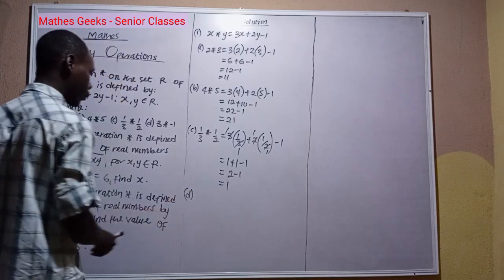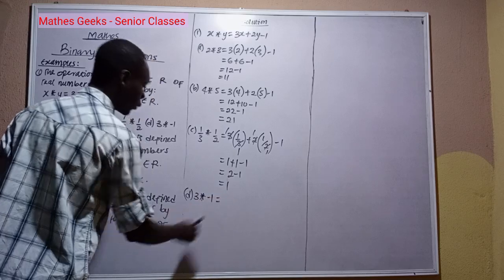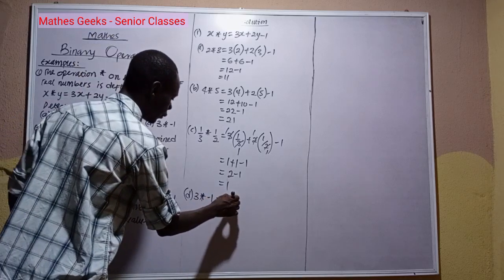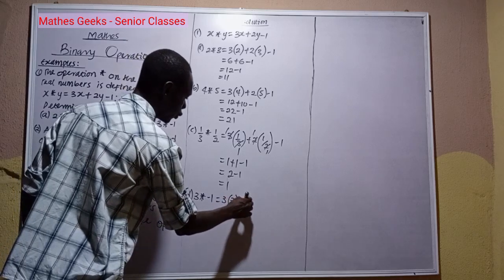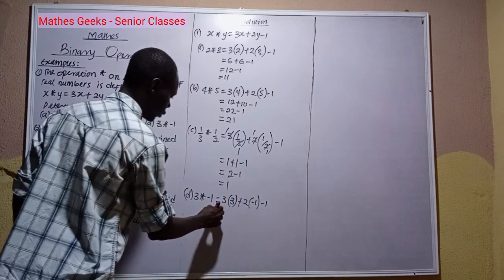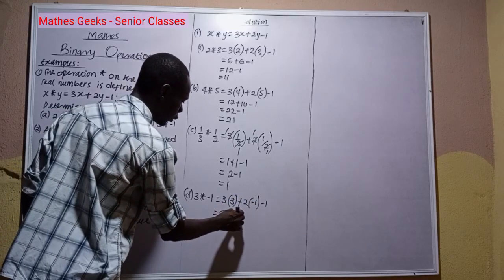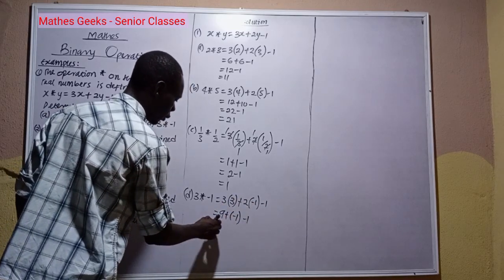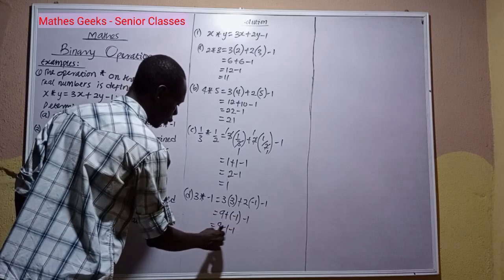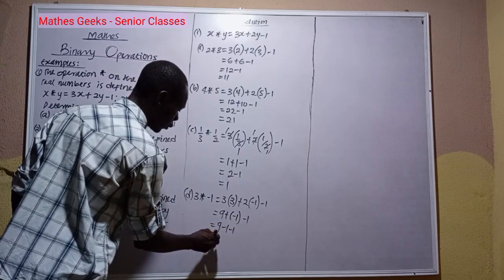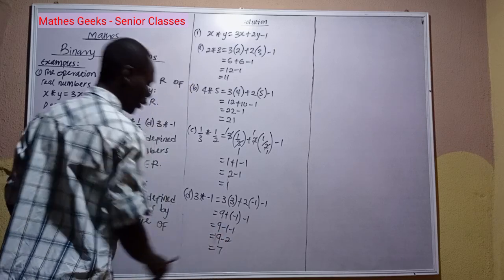D. 3 star minus 1 is equal to 3 times 3 plus 2 times minus 1 minus 1. 3 times 3 is 9, plus 2 times minus 1 is minus 2, minus 1. So 9 minus 2 minus 1... this is equal to 9 minus 2, and this is equal to 7.